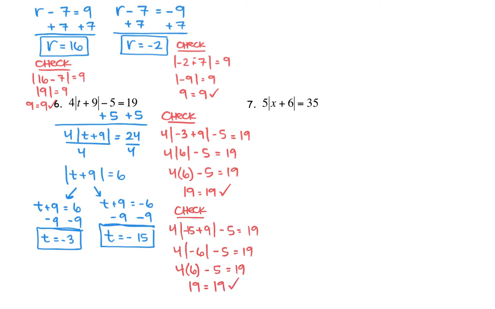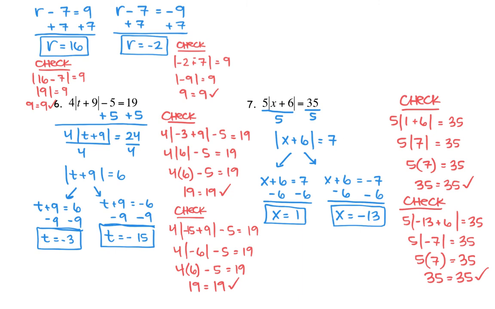All right, why don't you pause the video right now and try number 7, and press play when you're ready to check. All right, so again, on this one, I first need to get the absolute value bars by themselves. To do that, I divide by 5, then I split, and you should get that x equals 1 and x equals negative 13. And when you check those, you see that both of them work.